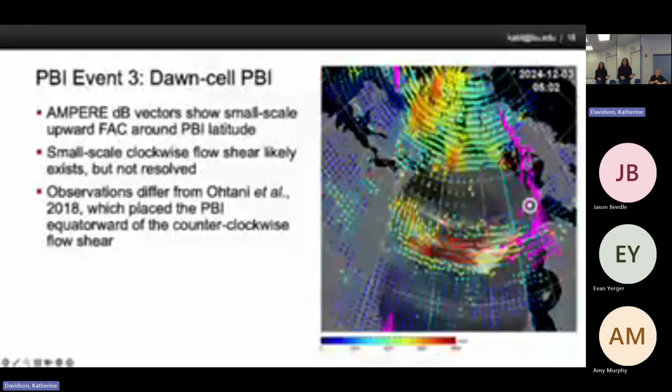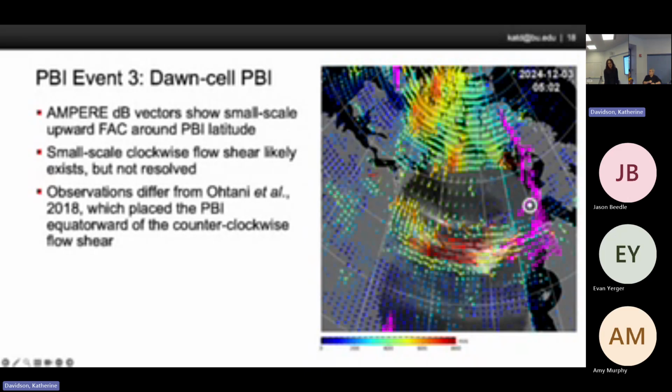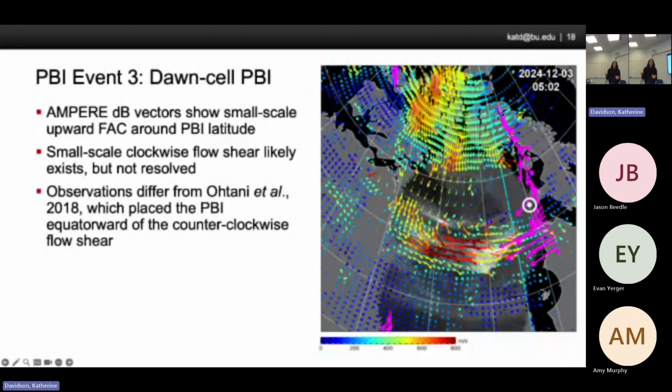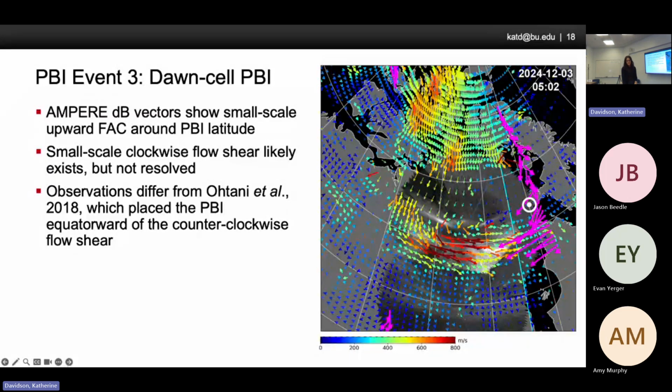So these observations differ from previous results. Previous results placed this PBI at the equatorward edge of this dawn convection cell, this eastward flow here. And this just tells us really that when you have these PBIs on the dawn side, the currents and the physics involved is much more complicated than we might think. And we do need to investigate those a little bit more.